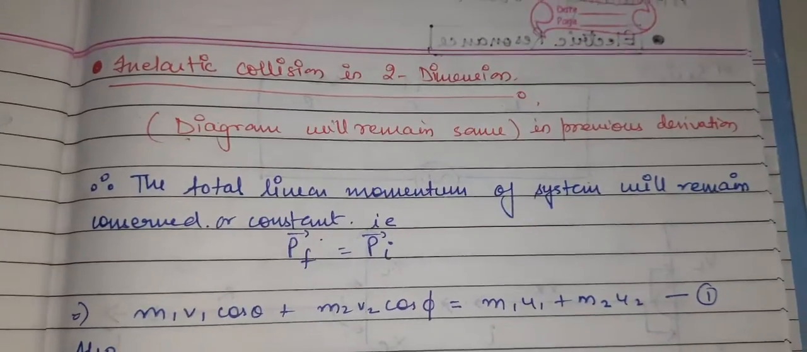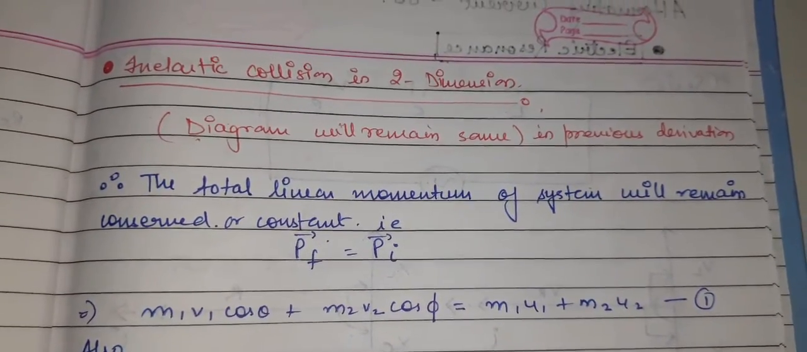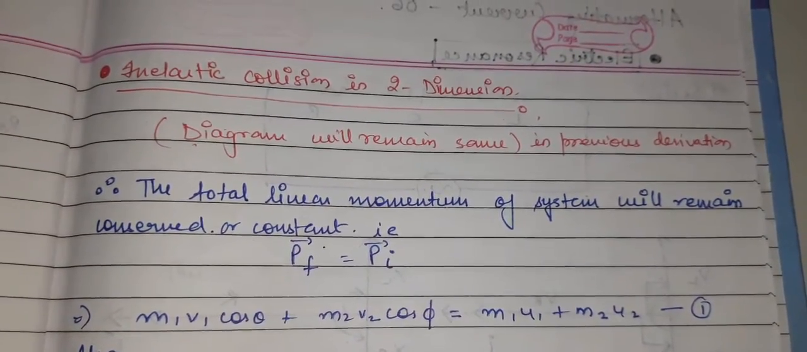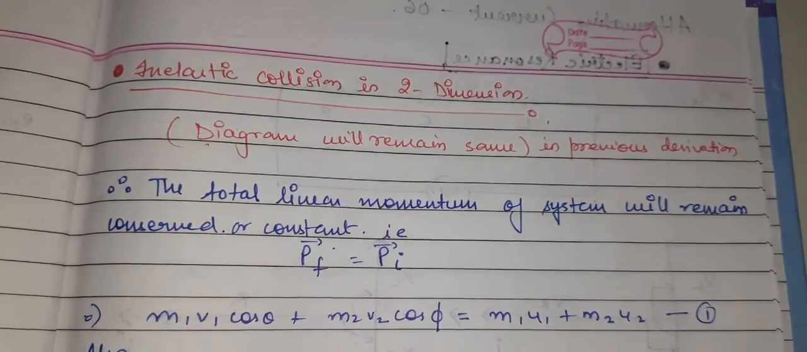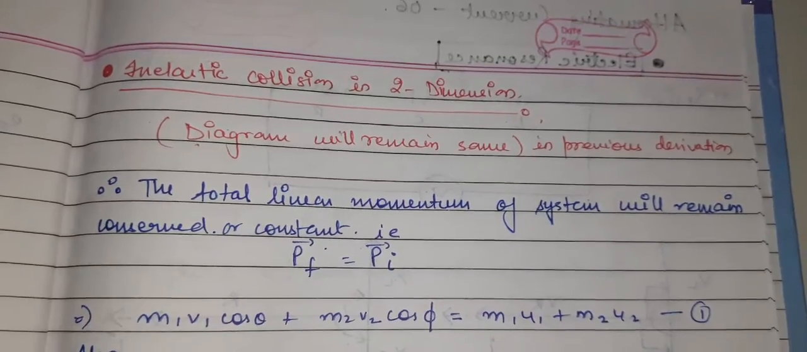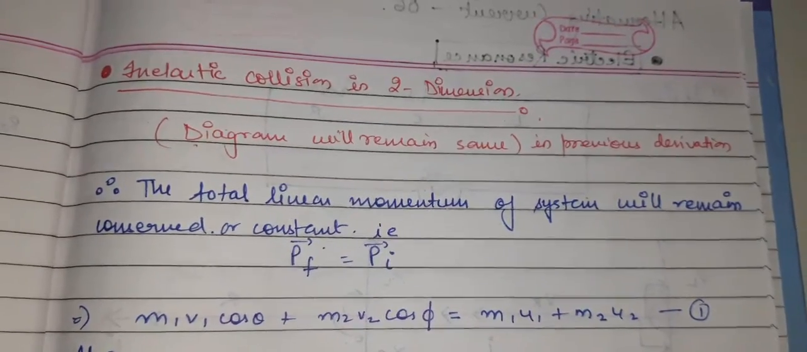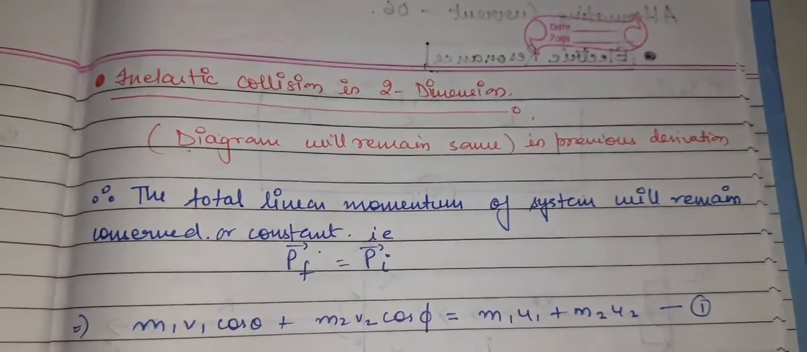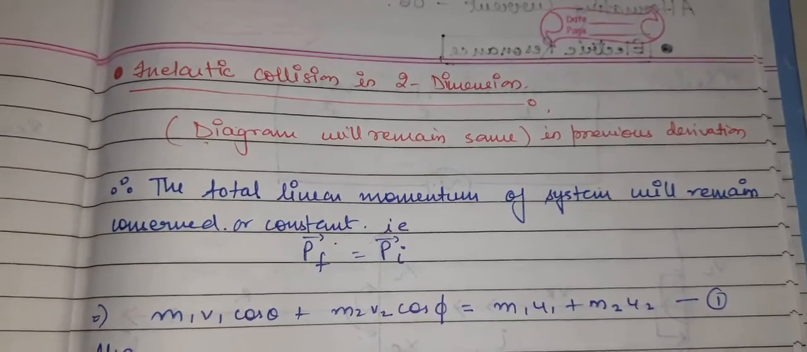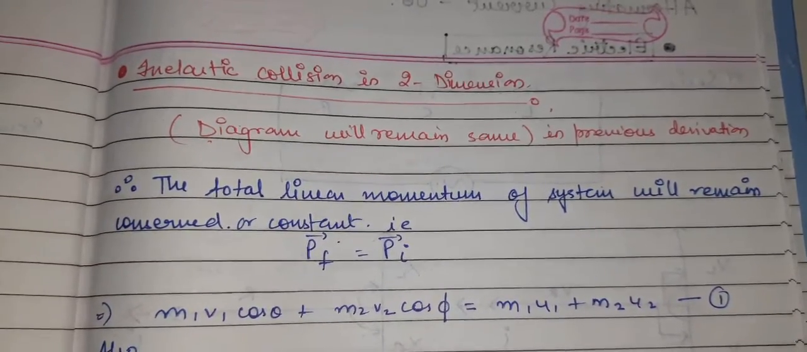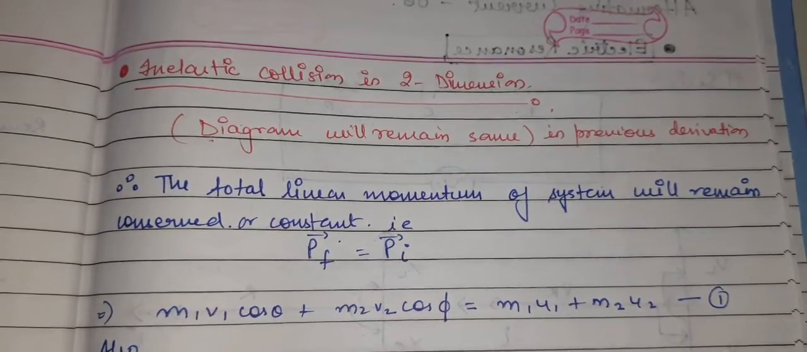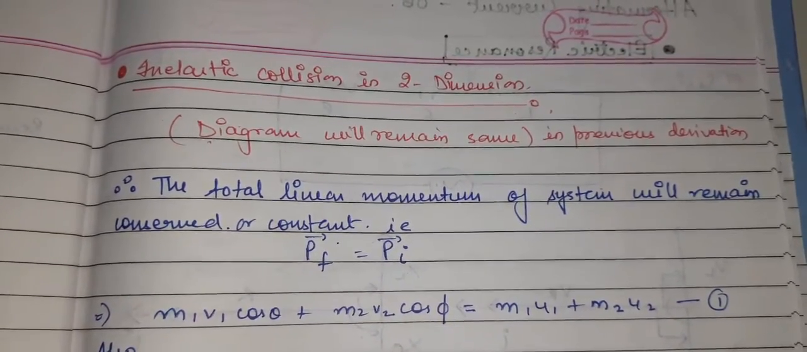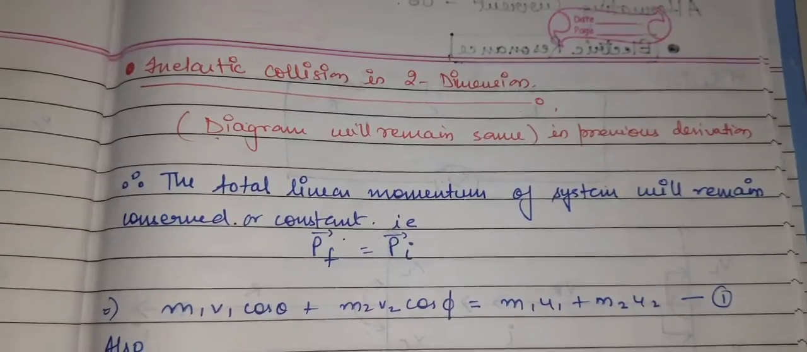Video for class 11th, and the topic which we will discuss is inelastic collision in two dimensions. This video is in continuation of the series on collisions for class 11th, and the chapter we are dealing with is work, energy and power. Till now we have discussed elastic and inelastic collision in one dimension, and elastic collision in two dimensions. This is the last video on the theoretical part of collision.